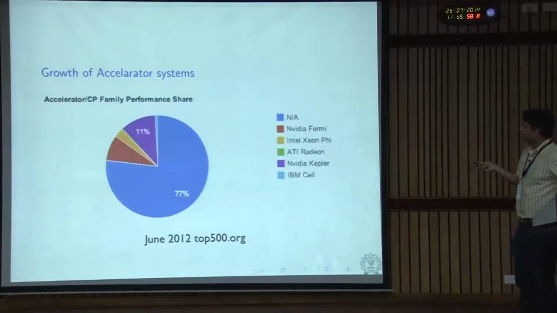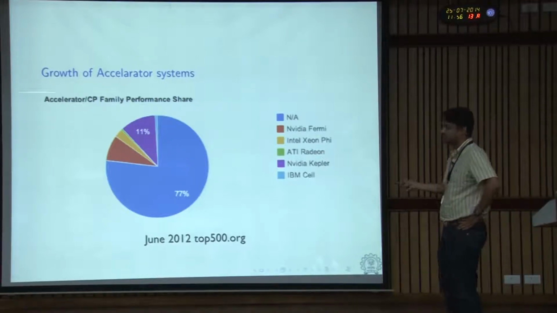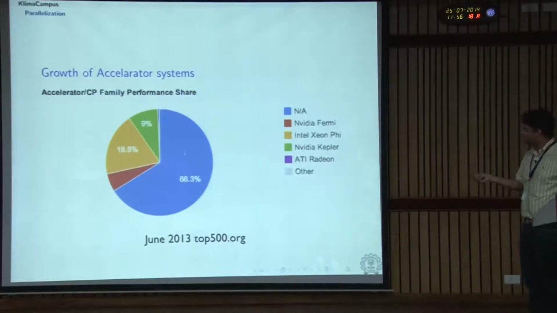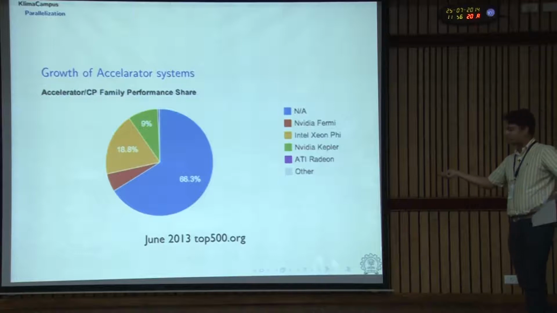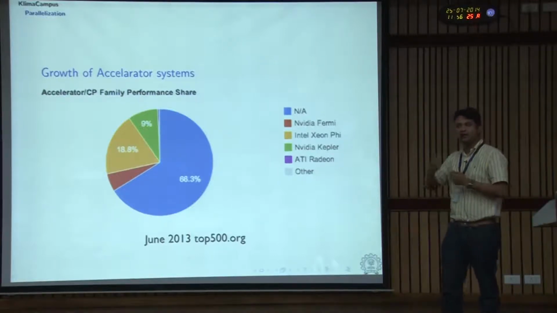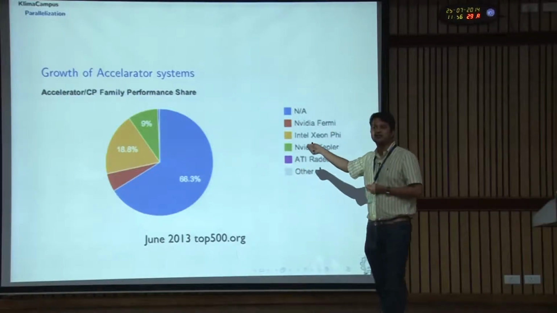So you see, this is a percentage pie chart of the top 500 supercomputers which have accelerators in them. In 2012, roughly 23% of the fastest 500 computers had accelerator cards. In 2013, the number has gone up to about 34%, and I'm sure I don't have the 2014 data, but this is increasing. So you have to adapt your numerical methods to this kind of architecture as well.